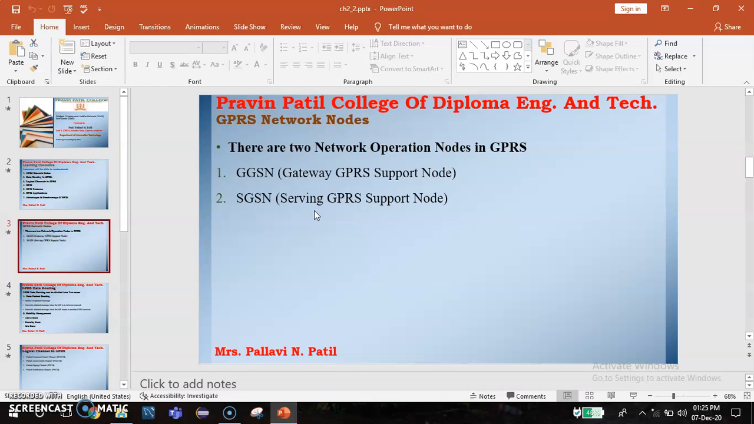The SGSN also handles the PS traffic to the base transceiver station, the BTS. The Serving GPRS Support Node is a main component of the GPRS network and handles all the packet switched data within the network. The next.